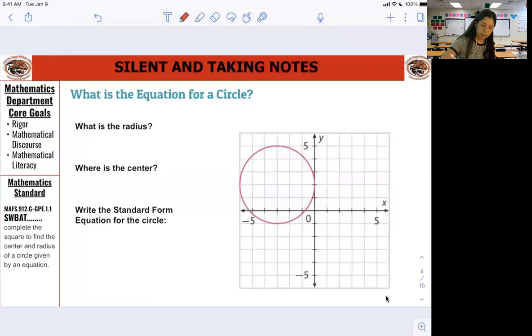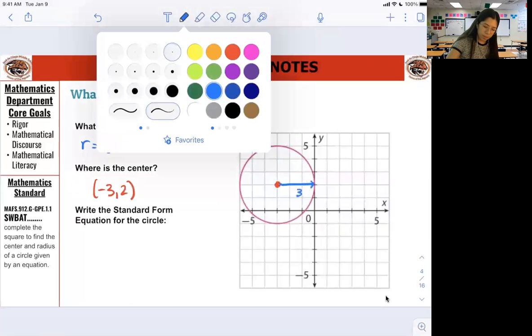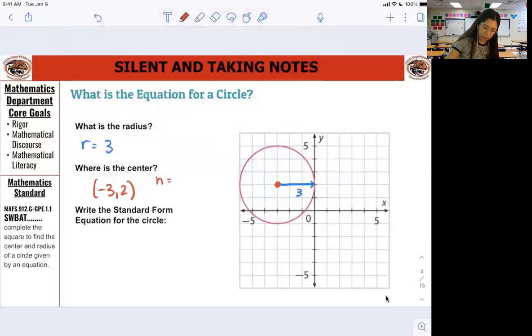Good, Jalen. The center is at -3 comma 2. And the radius is 3. Good. 3 units. Okay. So this means that h is -3, k is +2, and we're going to remember to flip those numbers when we write it into the standard form.